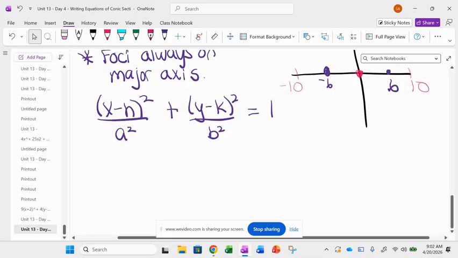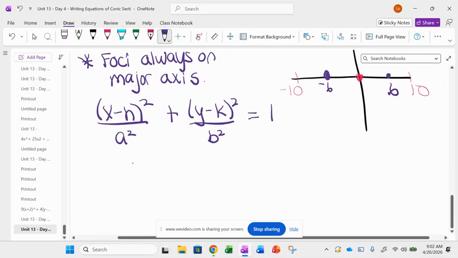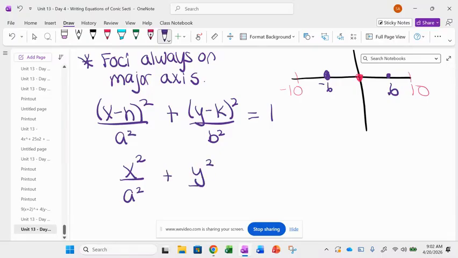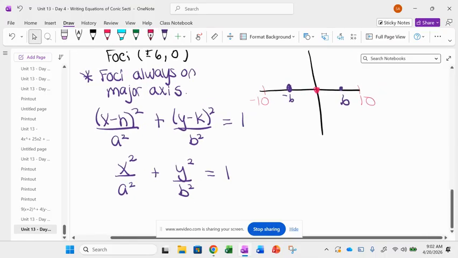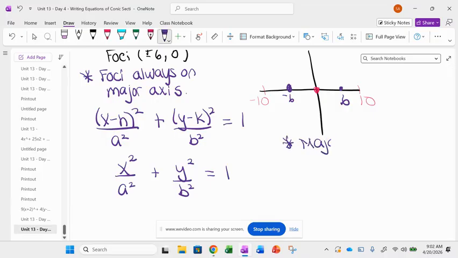Let's keep going here. So now I know my center because I told you that the center is 0, 0. So we can say x squared over a squared plus y squared over b squared is 1. Okay, so now I need to find a squared. Well, don't we know that the major axis equals 2a?